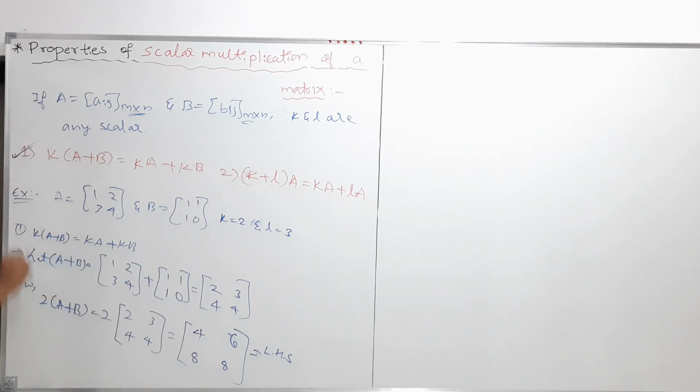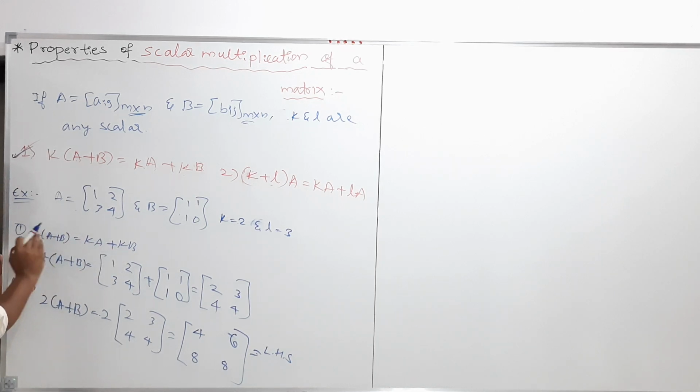I am discussing the first property. So first I am calculating whether LHS is equal to RHS or not. To prove such a type of result, to show that any two values are equal, the way of showing is first you should consider this part or this part.